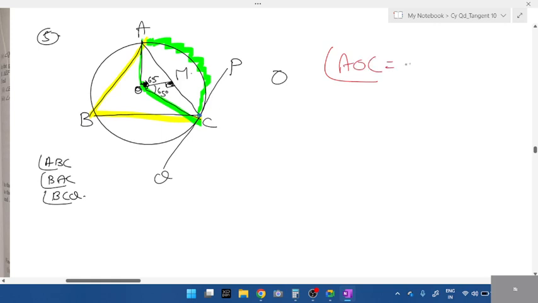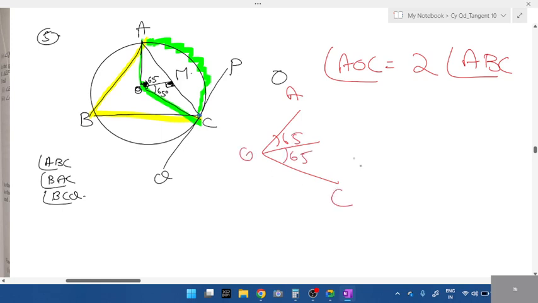What is AOC value? AOC center is equal to twice circumference. What is AOC? 65 plus 65. This is 65, this is 65. There's a line pass. So you're supposed to take both the triangles and observe the center angle formed, 130 degrees. This is the statement, right? Angle formed in the center is twice the angle formed on the circumference.